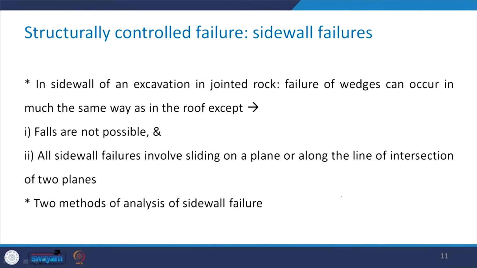Now, as we mentioned, there are two methods for the analysis of the side wall failure. We discussed the first method, how the construction of the stereographic projection is done along with the projection on a vertical plane which is parallel to the side wall, and then we saw how the height of the wedge can be determined. So, let us have a look at the second method of the analysis for the side failure.